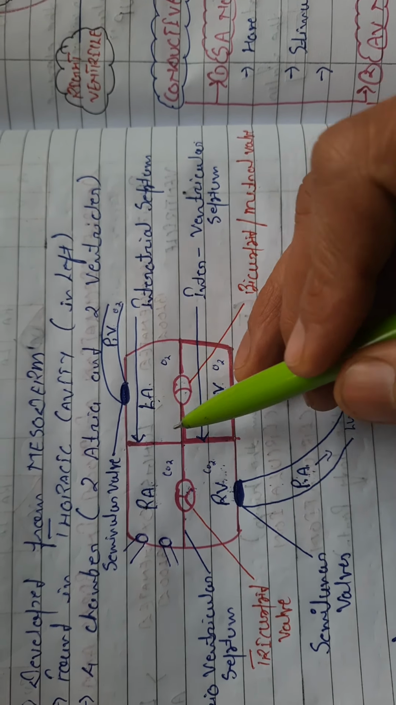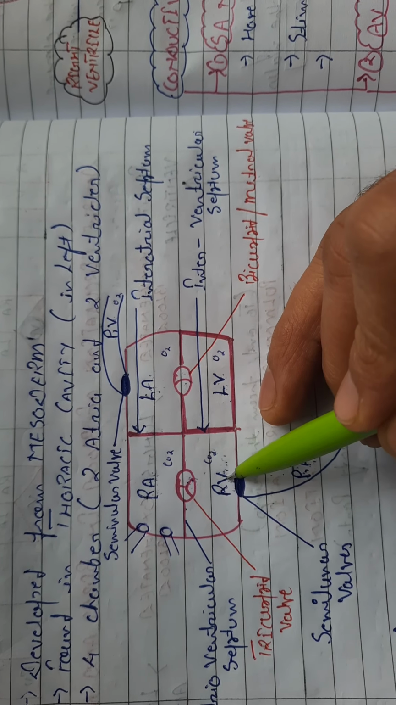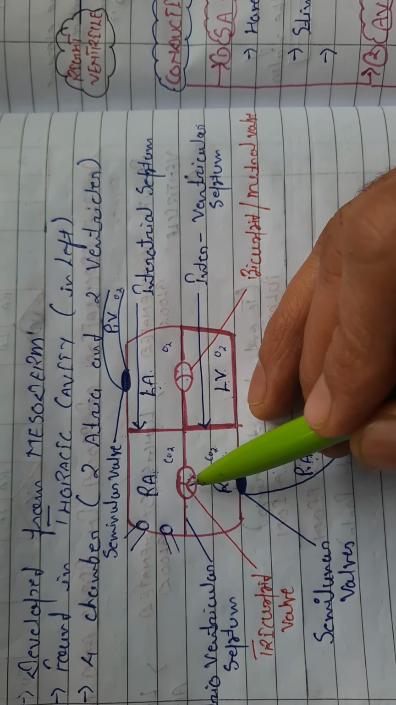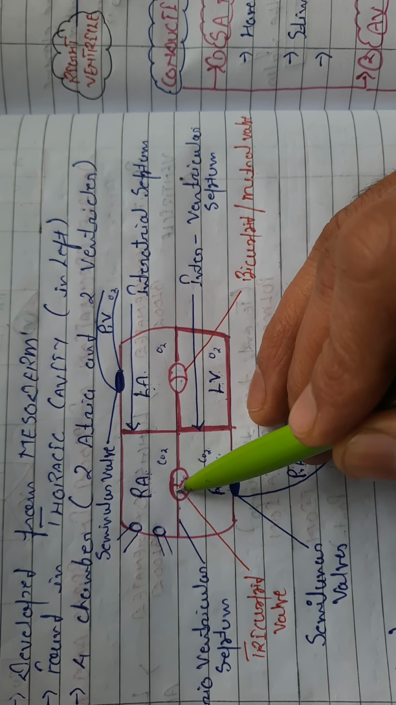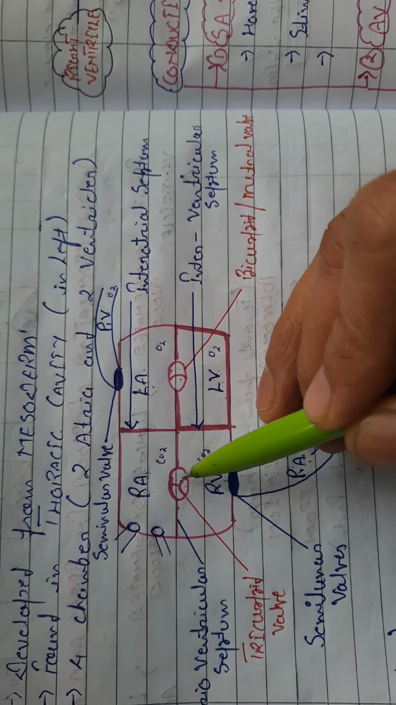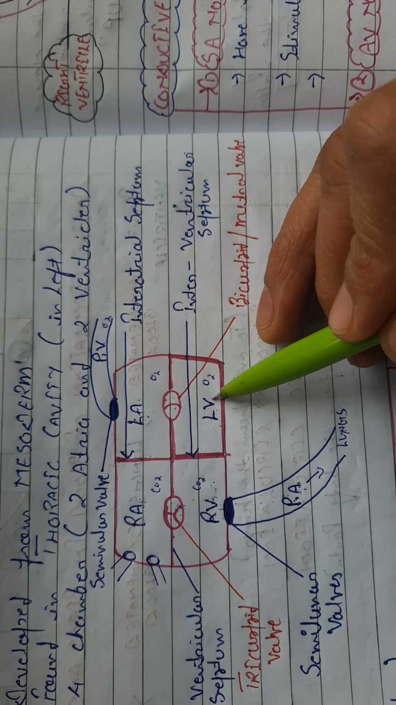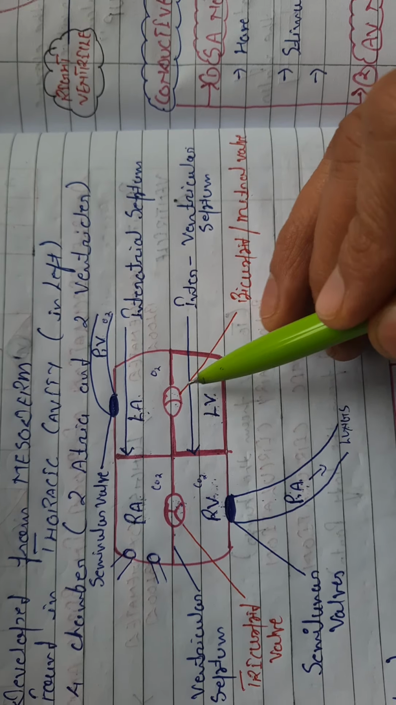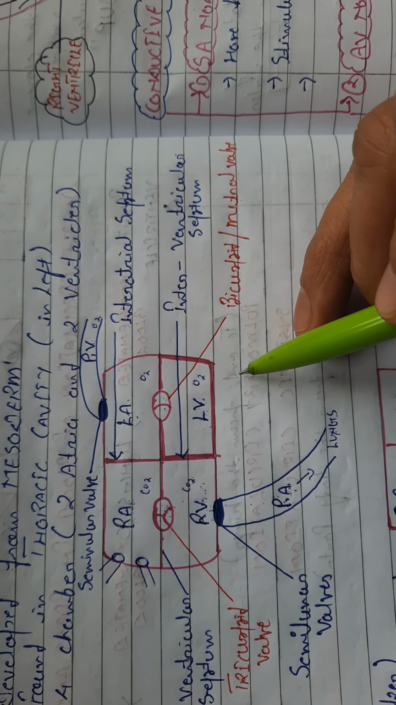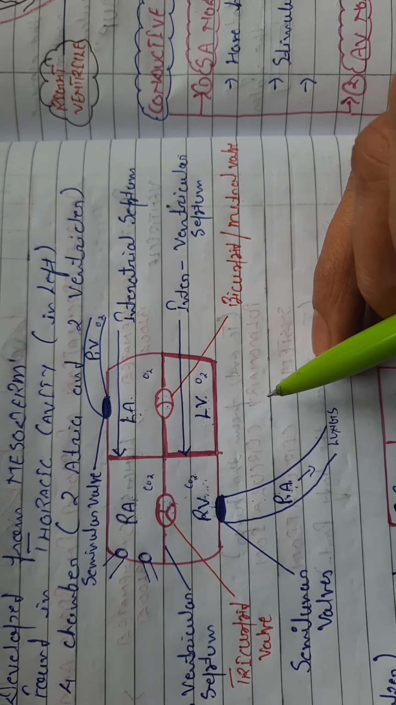Clear? Then, between the right atrium and the right ventricle, there is a valve which is known as the tricuspid valve. It has three cusps. That's why it is known as the tricuspid valve. Between the left atrium and the left ventricle, there is another valve which is known as the bicuspid valve or the mitral valve. It has two cusps.